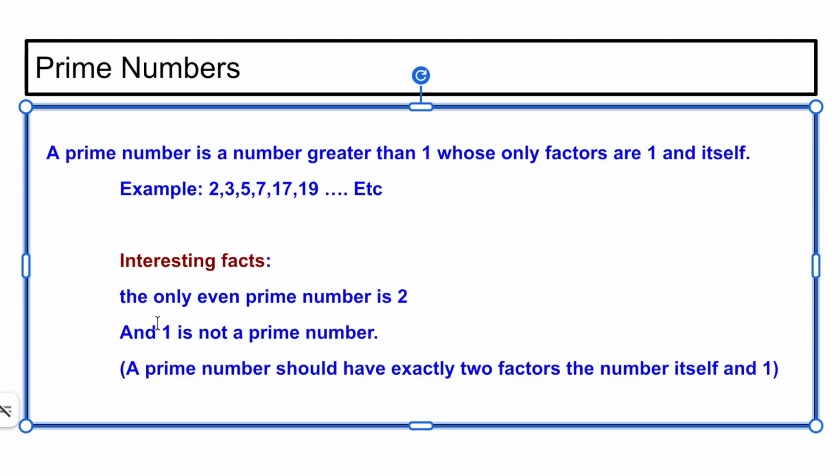These are some interesting facts you can read for yourself. Basically, 2 is the only even prime number. Just for some quizzes and all, that will be helpful for you. And most important is 1 is not a prime number, because any prime number has to have two factors, 1 and itself, like 19 and 1, 3 and 1. So that is what it means to be a prime number.